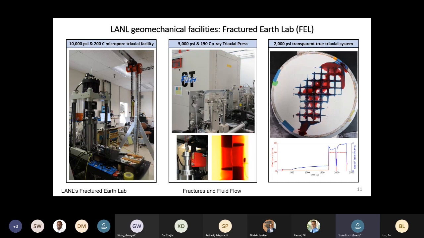It has a quad pore system for doing really good geochemistry measurements. In the middle we have some images from the X-ray system that we use, that I just showed the video from. And on the right, we have a transparent true triaxial cell where we can actually watch hydraulic fracture propagation over time. We're still in the process of developing this last system, but it's looking pretty promising so far.